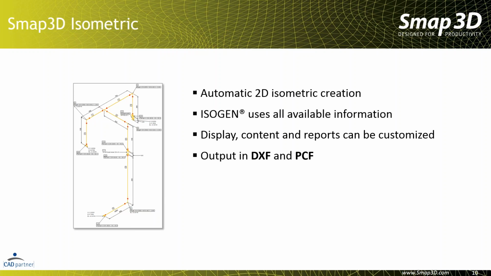And the display, the content, and the reports of the drawings of the isometric is completely customizable. So there are thousands of possibilities how to do it. And this would be something that you could do together with our trainers to set up the individual isometric drawing that you need. And we have the output in DXF or PCF. PCF might be interesting as well if it comes to a piping simulation, stress analysis, so that we can export to, for example, Caesar 2 or RAW 2.